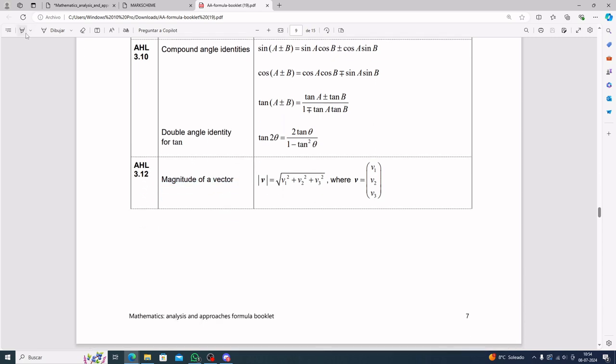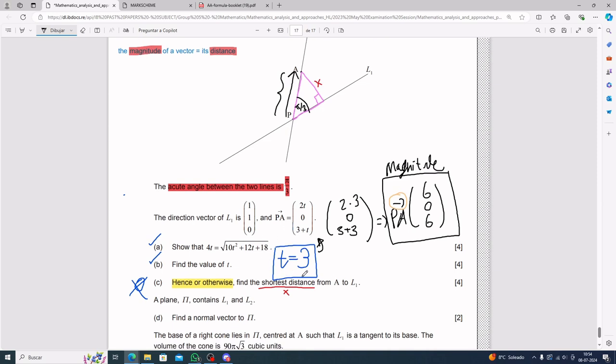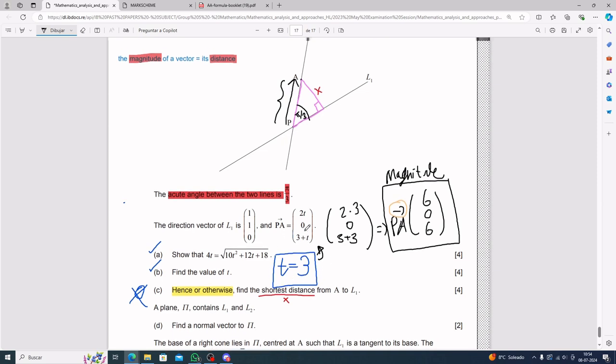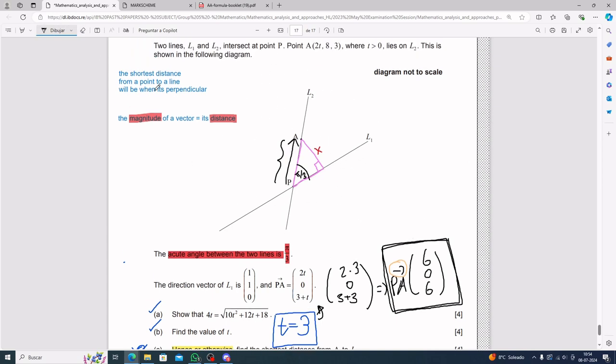So this is the thought process you have to go for. You drew the pink triangle. You realized you needed a couple more dimensions in order to figure out what x is. And you said, we just had that t equals 3. So you plug it in where you can, and you find that the direction vector of PA gives you 6, 0, 6. Now that's not a distance, so it doesn't help your pink triangle yet, but you can figure out the distance because the magnitude of a vector equals its distance.